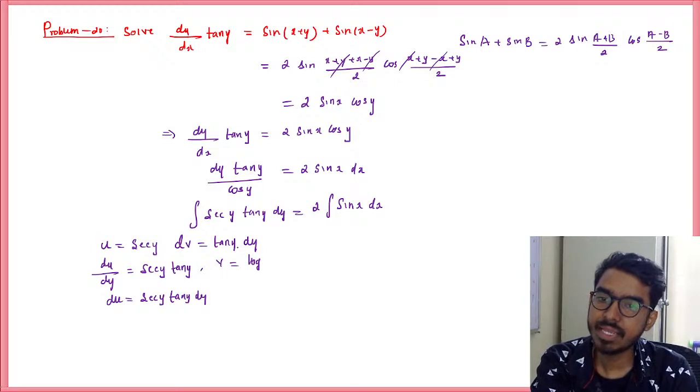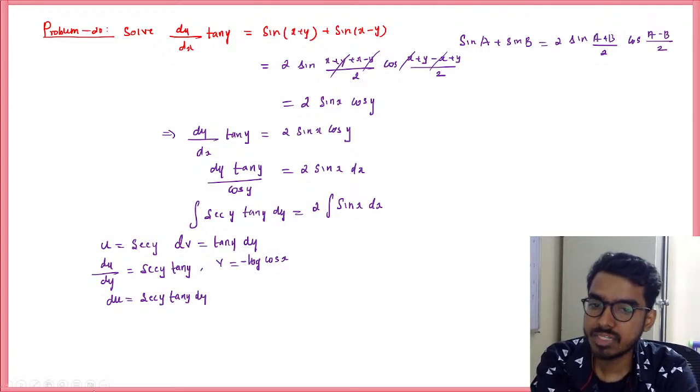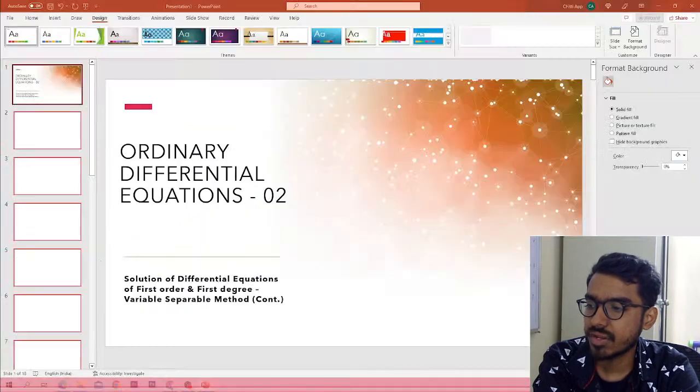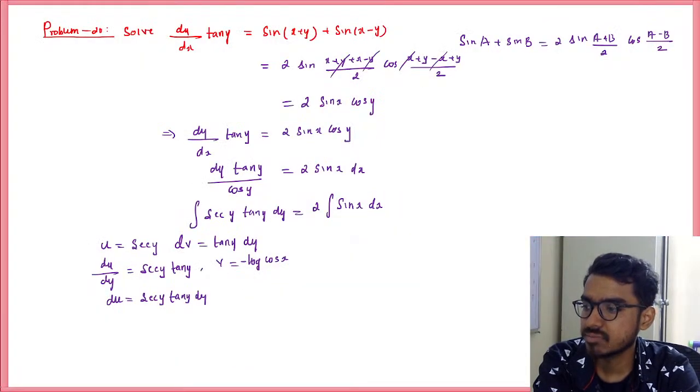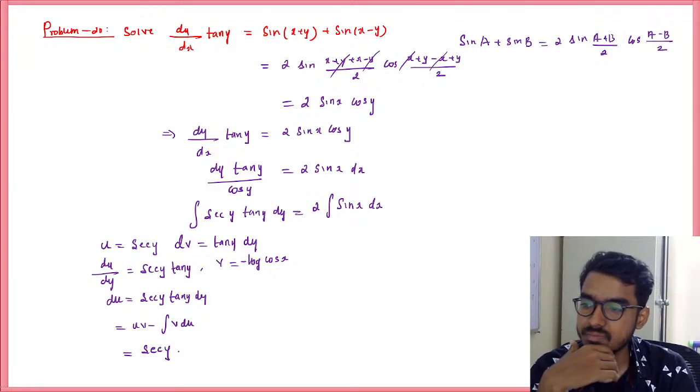We write tan y as sin y by cos y. So v is minus log cos x, right? Minus log cos x, or I can also write that as log of mod secant x. So if I do uv minus integration of v du, u is secant y, v is minus log cos x.